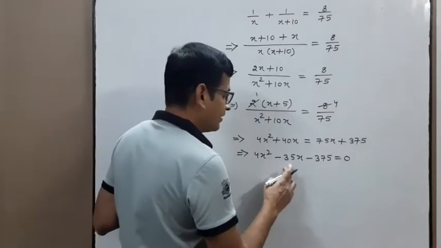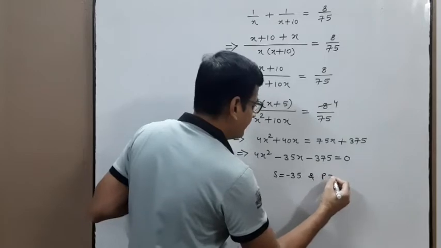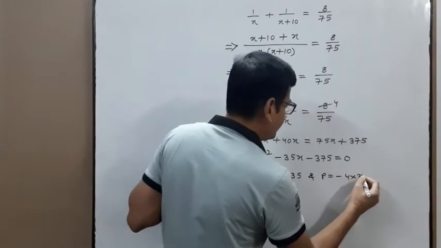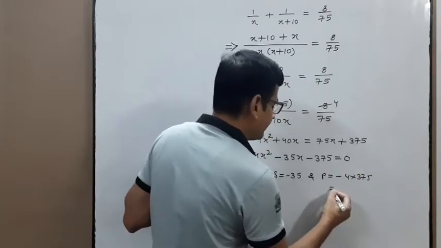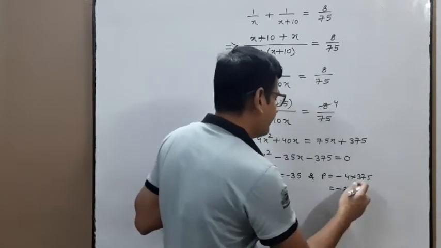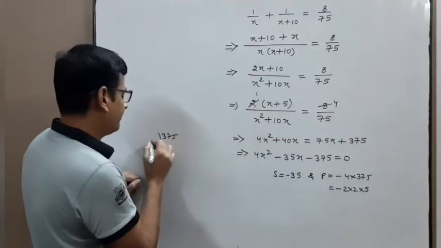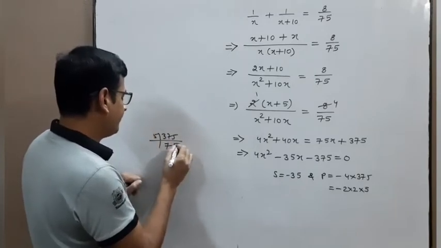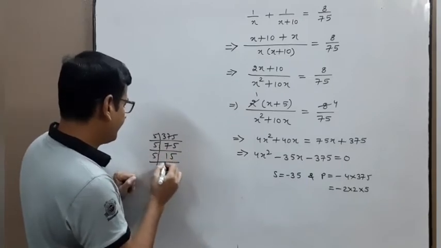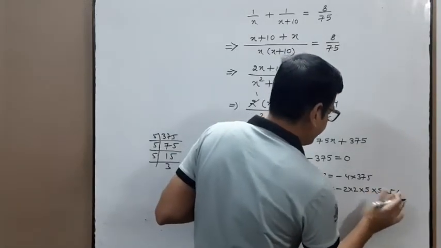Now tell me two numbers whose sum is minus 35 and product is this into this, so minus 4 into 375. So now write factors of this. Factor of 4: 2 into 2. Factor of 375. First write factors of 375. 375: 5 times 75, then again 75 is 5 times 15, then 15 is 5 times 3. So 5, 5, 5 and 3.